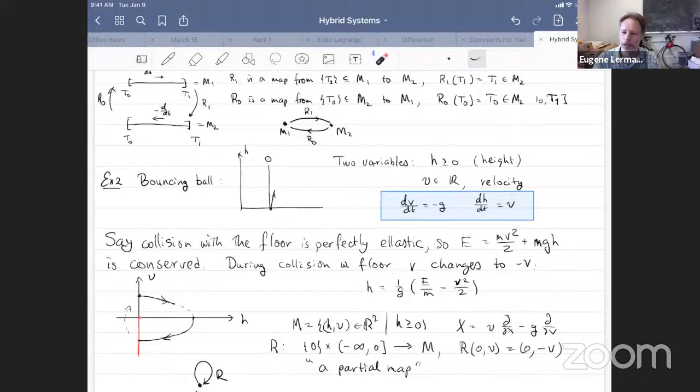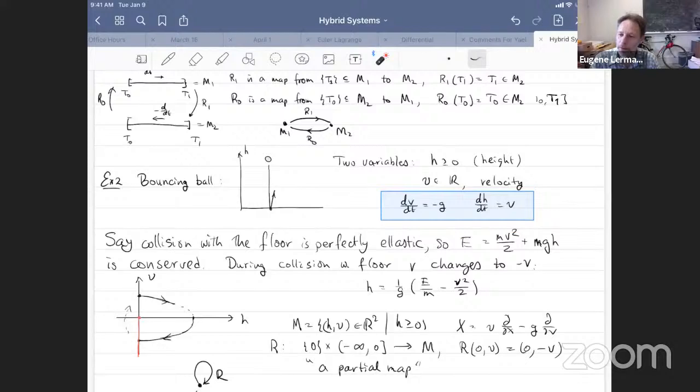I'm going to assume that my ball moves vertically, so it can only go up and down. This is not strictly necessary, but I'm just going to keep the dimension of the system down. So we have two variables, the height of where the ball is and its velocity. And the equations of motion are these.